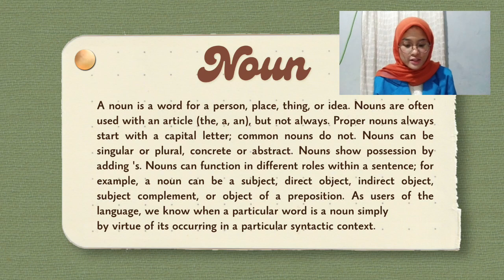Nouns can function in different roles within a sentence. For example, a noun can be a subject, direct object, indirect object, subject complement, or object of a preposition. As users of the language, we know when a particular word is a noun simply by virtue of its occurring in a particular syntactic context.